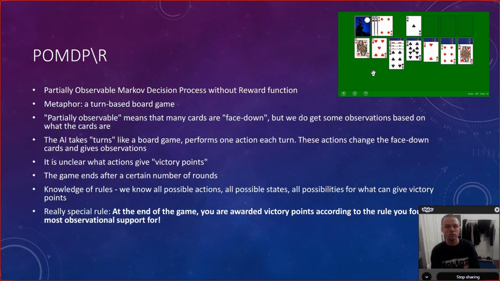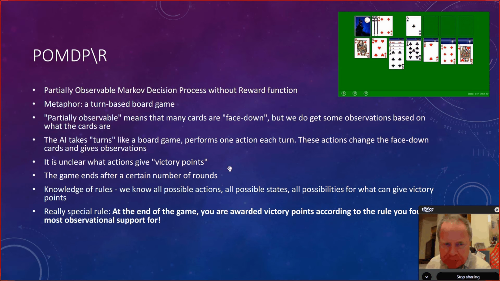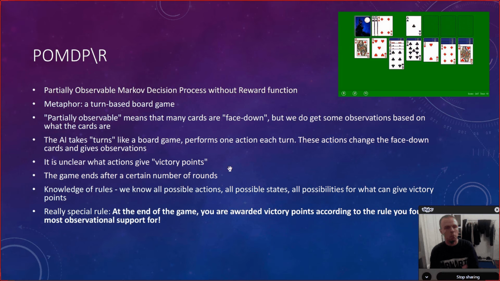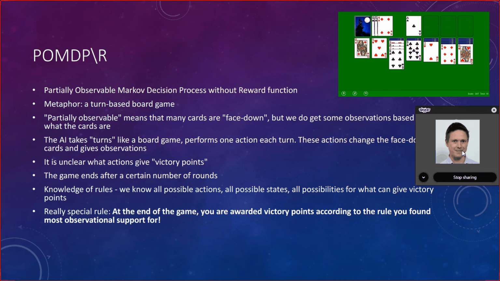And the game ends after a certain number of rounds, that's required for some of the mathematical things to work. There's full knowledge of the rules, but there's one key thing that there's not a knowledge of. This \r means without reward function. So then that is, we don't really know what gives points. We don't know how to win the game. Many board games have a concept of victory points, where you obtain some victory points in a special way. But in this game, it's very special in that we don't know what actually gives victory points.